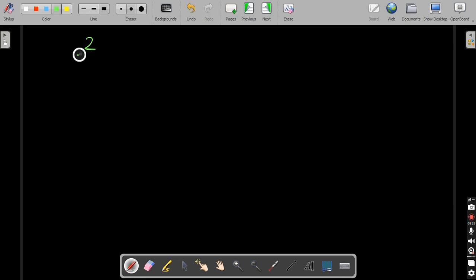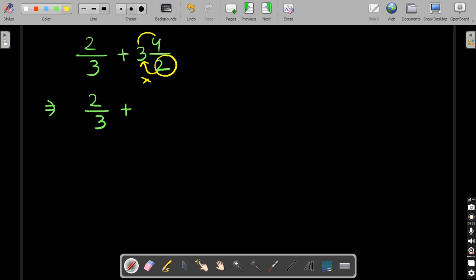For example, 2 by 3 plus, let it be here, 3 and 4 by 2. Now how are we going to solve it? This process is also very easy. 2 by 3 plus, I will convert this mixed fraction into an improper fraction. What is the process? This number into this number multiply, after that this number into this number add. So let me revise it again.